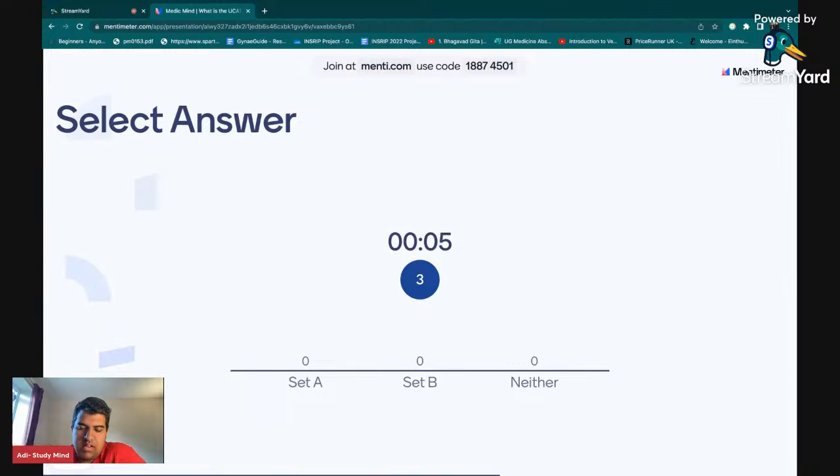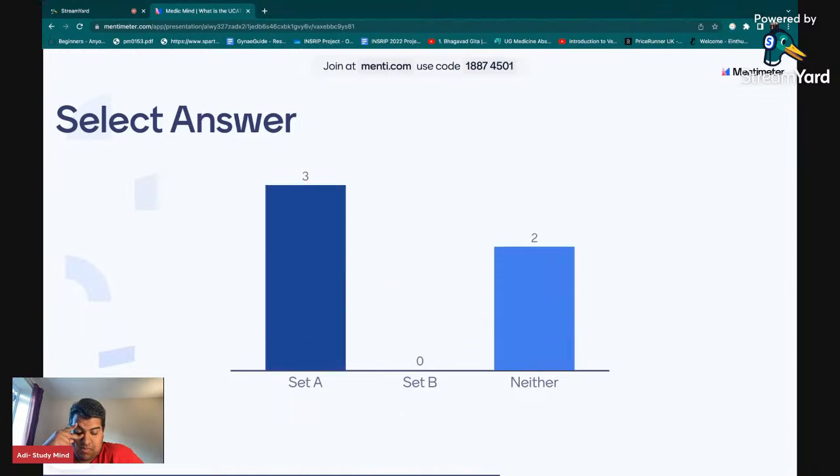So the question from earlier, which set does it belong to? Good. Set A. So 3 of you voted for that. Well done.